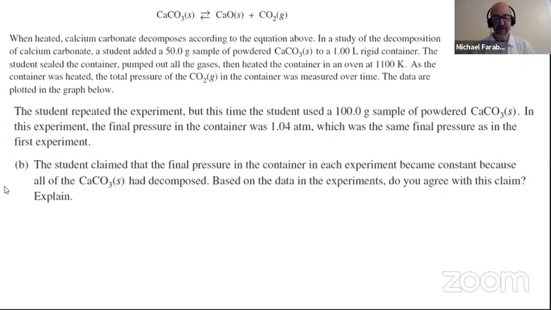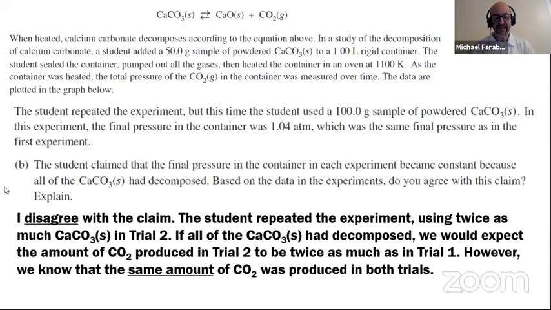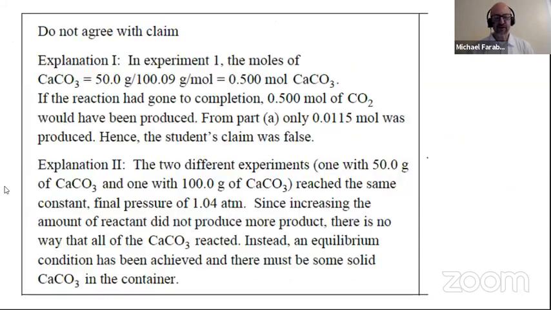Another way you could have disagreed with this claim is based on the fact that in trial 1, they used 50 grams. And in trial 2, they used 100 grams, and yet they got the same final amount, the same final pressure. So if all of the calcium carbonate had decomposed, then we would have expected twice the amount of CO2 if we used twice the amount of calcium carbonate. But since we got the same pressure in both experiments, that suggests that the calcium carbonate is not being used up completely. So here are the official scoring guidelines.